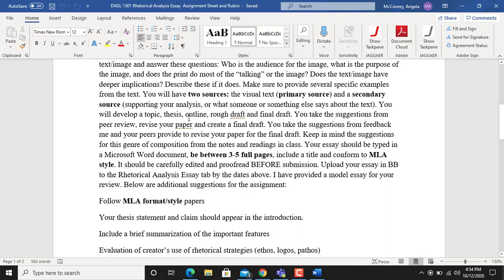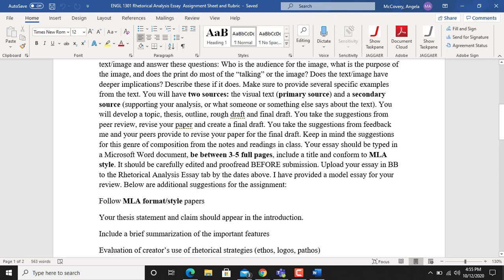You're going to develop a topic, a thesis, an outline, a rough draft, and a final draft. Okay, and where it says peer review, we're not doing peer review, but what we will do is look at the rough drafts and then get feedback and then take that feedback and use it to revise your final draft. You're going to continue as you did with your first and second essays. You're going to write them following MLA style. You're going to carefully submit them. Proofread, oh gosh, before it's Monday, y'all, before submission. And you're going to upload them by the due dates.